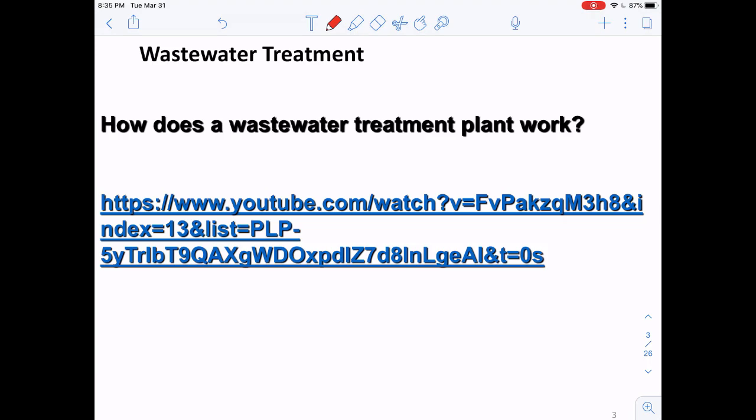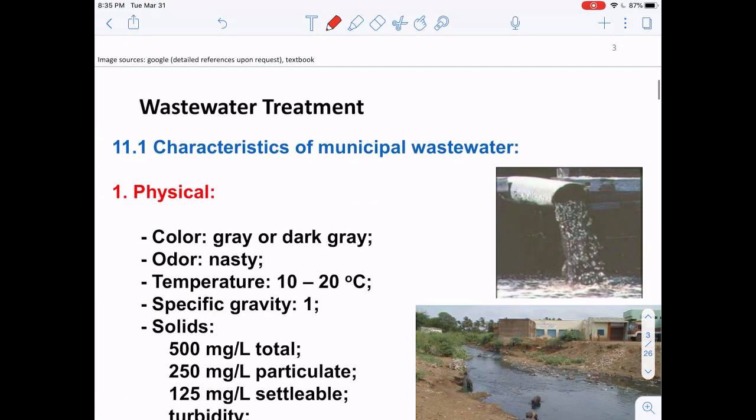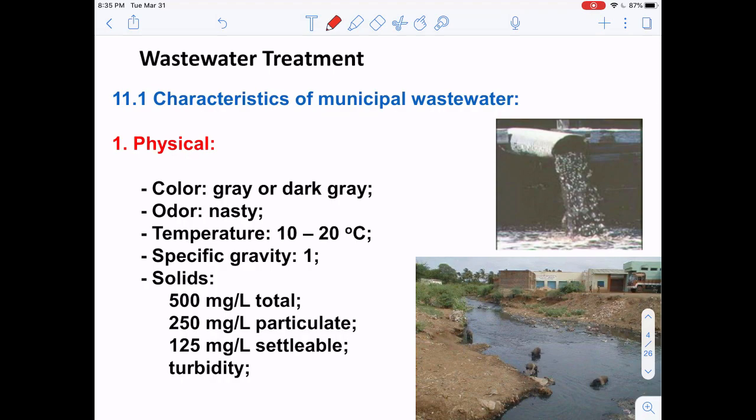But before we learn about these detailed water treatment processes, we need to know what the characteristics of wastewater are. In this class, we're going to mainly focus on municipal wastewater, which is basically the water generated from human beings and daily lives, right? These characteristics can be divided into the physical side and the chemical aspects. In terms of the physical aspects, we're going to focus on the color, odor, temperature, density, and so on.